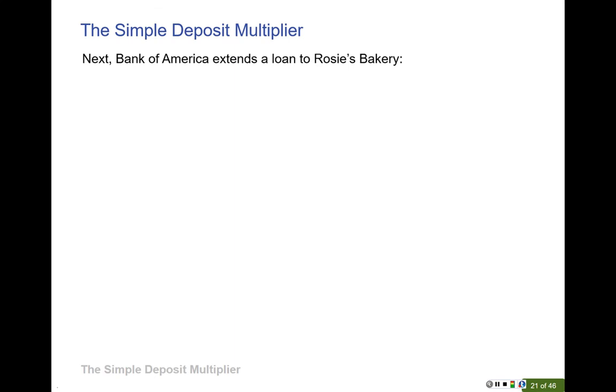So what is the Bank of America going to do with this additional $100,000? They don't want this $100,000 to just sit in their reserve account. They want to lend it out as a loan because they can earn interest. So suppose Bank of America now lends this loan to the Low Seed Bakery. So what happens to the Bank of America T account?